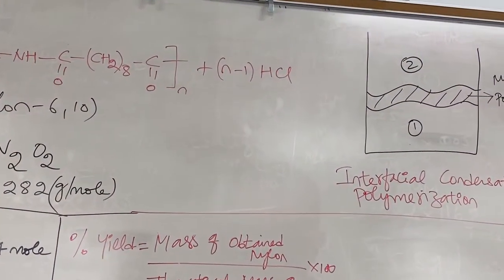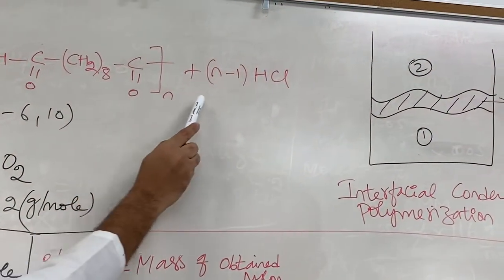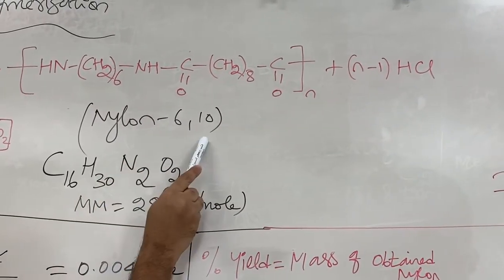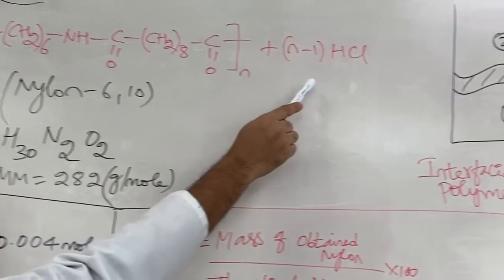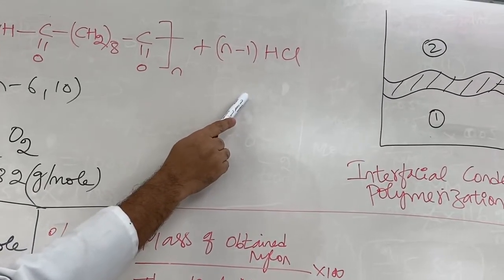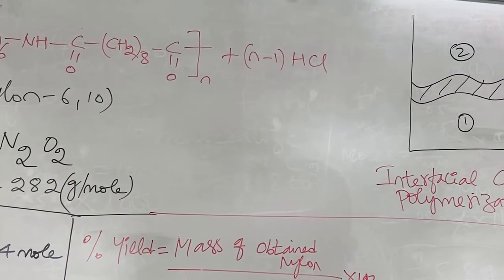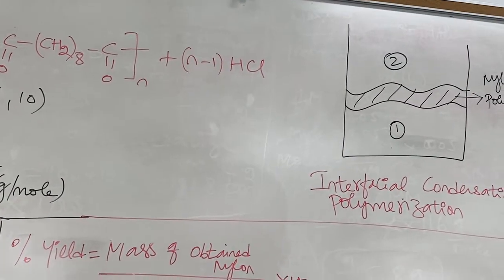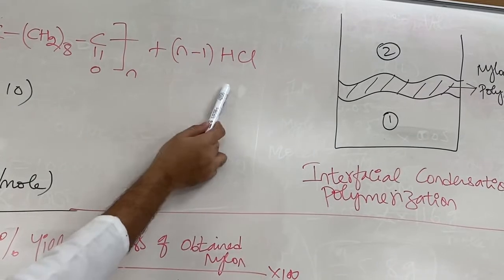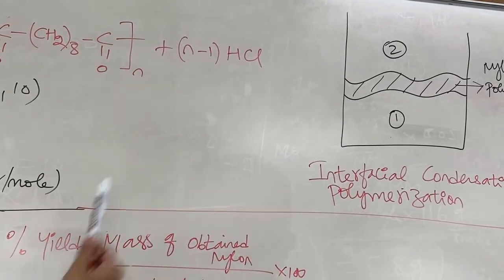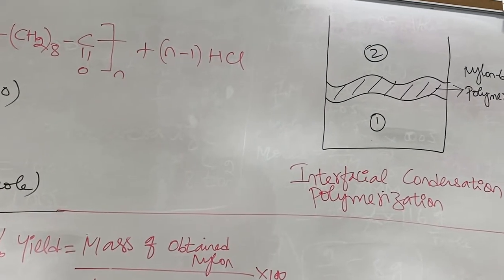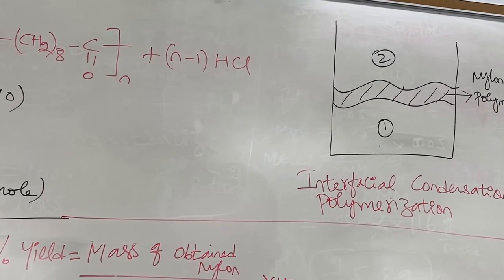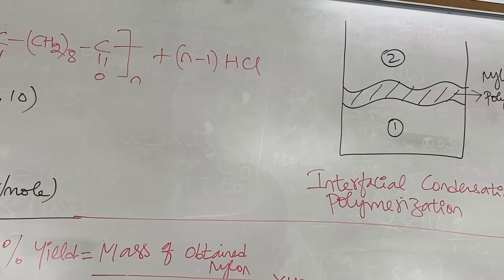So if you take an addition reaction, there is no elimination of any byproducts. Here is the main product, nylon 6,10 polymer, and this one is the additional product, which is nothing but the byproduct. So in an addition reaction, there is no elimination of any byproduct, but in condensation, it will give some byproduct like HCl, water, ethanol, ammonia. So like that we can differentiate between addition and condensation.